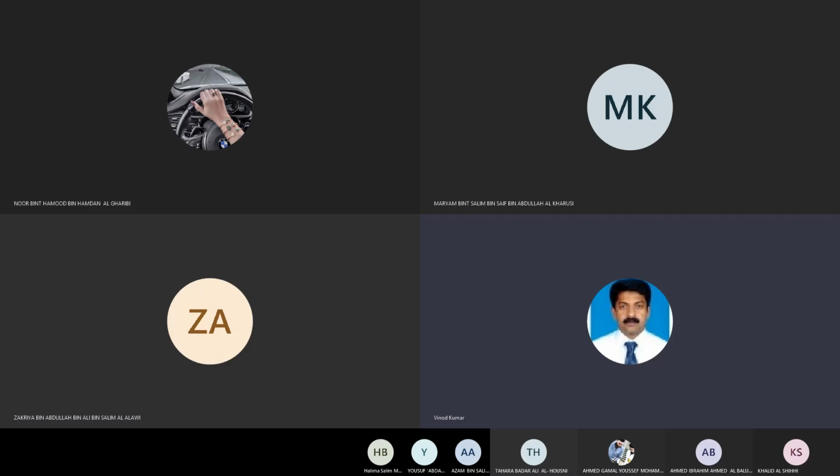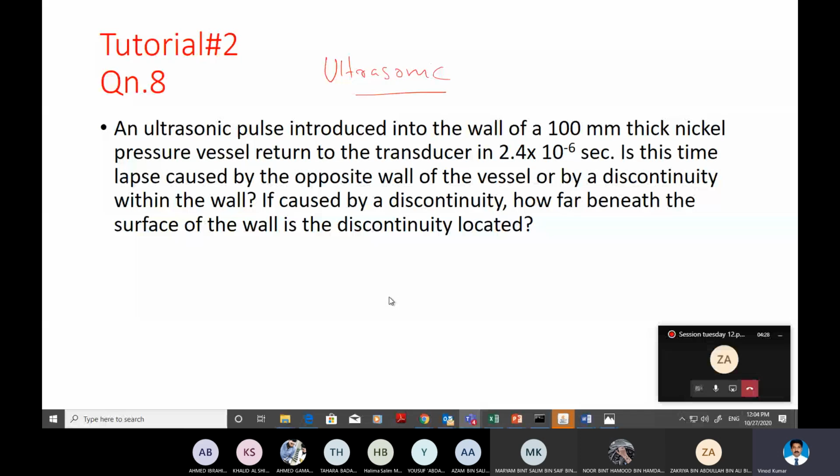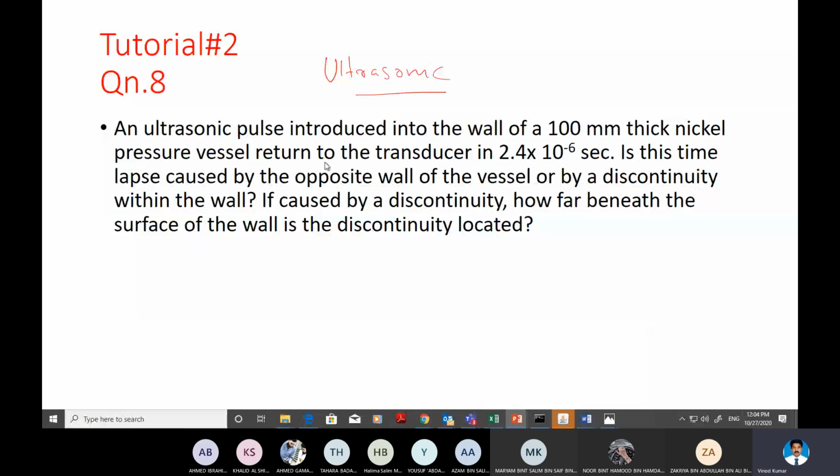In here, question 8. Question 8 shows an ultrasonic pulse introduced into the wall of a 100 mm thick nickel pressure vessel. It returns to the transducer in 2.4 times 10 to the power minus 6 seconds.